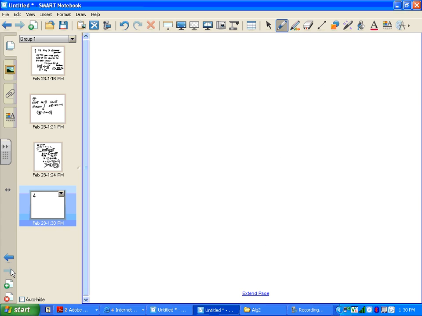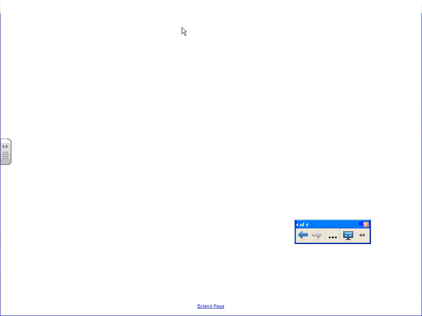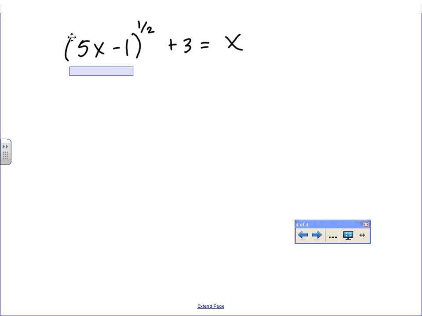Yeah, let me do this. Let me make it bigger here. All right, let's look at this one. Let's do 5x minus 1 to the 1/2 power plus 3 equals x. Now, this one, I didn't give it as a radical there. But isn't 5x minus 1 to the 1/2 power really mean square root?